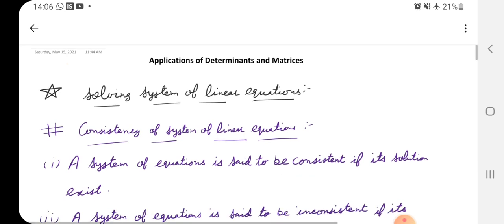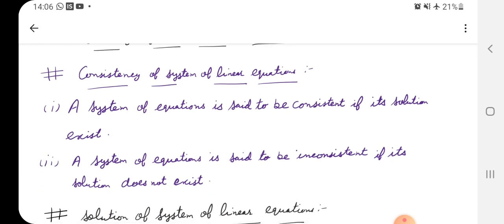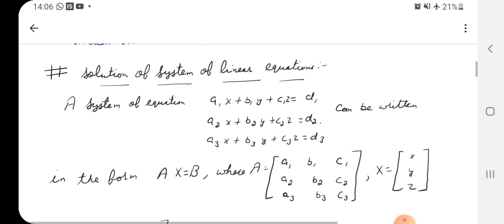So first of all, consistency of the system of linear equations. What determinants and matrices tell us about the consistency, that we will discuss also. A system of equations is said to be consistent if its solution exists. If a solution exists, it is consistent, and if no solution exists, it is inconsistent, right? So now moving on to the system of linear equations.